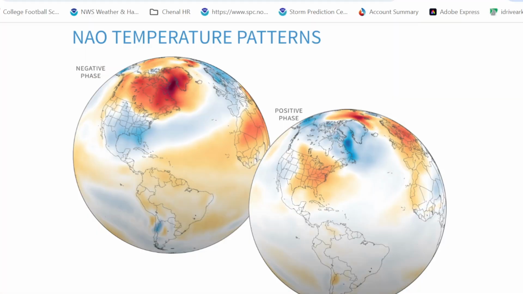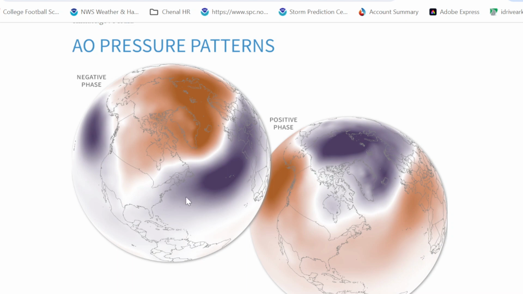One of the things we look at, or really two of the things we look at, is the AO and NAO, and they're both going into a negative phase. Now, when the NAO is in a negative phase, you're able to get colder air down into the southern, central, and eastern U.S. When the AO is in a negative phase, you're able to get lower pressures and colder temperatures down in the southern, central, and eastern U.S. And so that's just kind of a look at what those are.